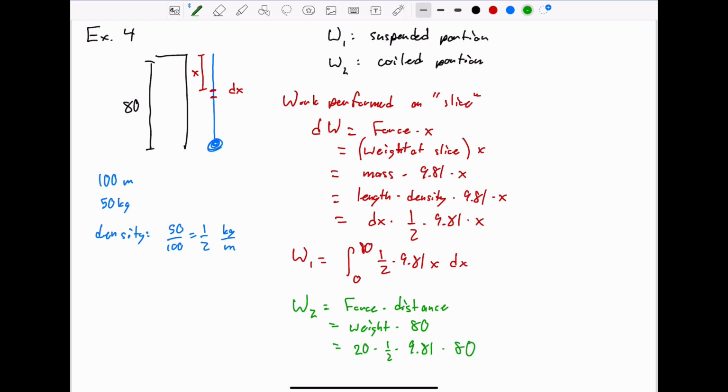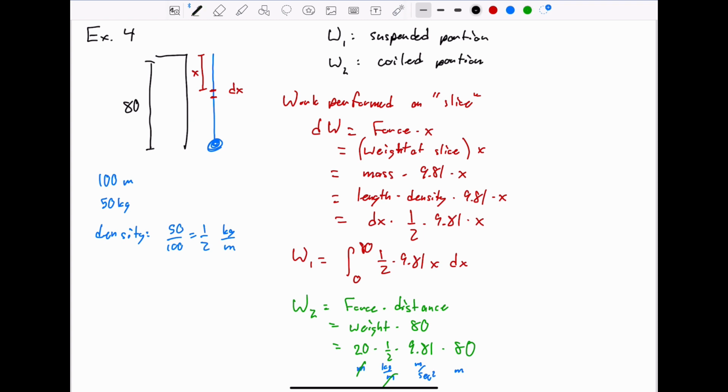80. Again, let's confirm that the units are working. 20 is a length. That's the length of chain coiled up, so that's meters. 1/2 is density, kilograms per meter. 9.81 meters per second squared. 80, that's a distance, that's meters. We can cancel out meters here. We have kilograms times meters per second squared times meters. Yes, indeed, we have units of joules.